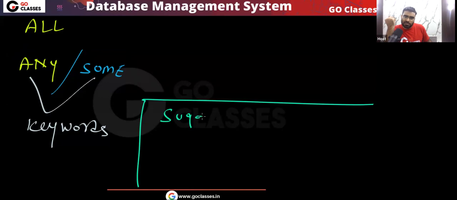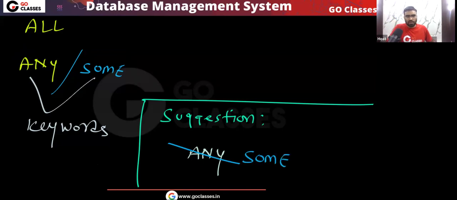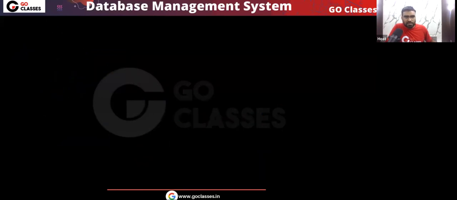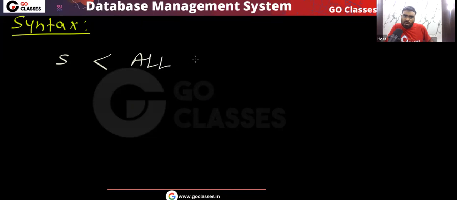So in the question, whenever you see this any, you just cut it and write some. Is this clear? Very simple. So all, comma, some. Now let's see the syntax. What is the syntax of all, comma, some? Very simple. Here for all, the syntax is: as, some operator, for example less than, as less than all R.